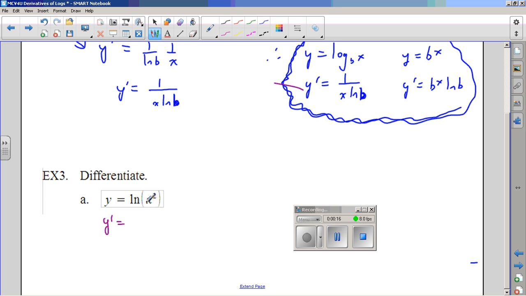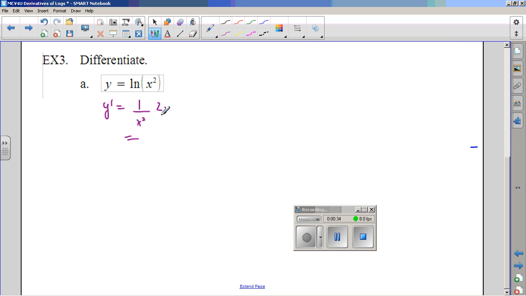So the derivative of the mother, the mother is ln x, so it's 1 over whatever, right? The 1 over the baby stays inside. But then I got to take the derivative of the baby, which is just 2x. And then now simplify that. 2x over x squared. One of the x's will cancel out, so I'm left with 2 over x.